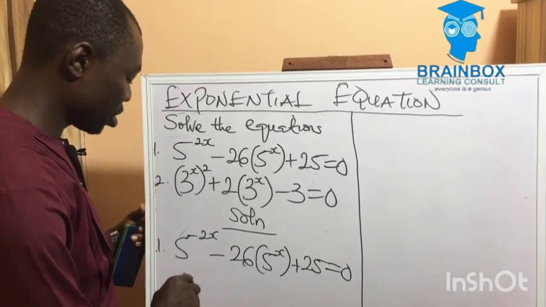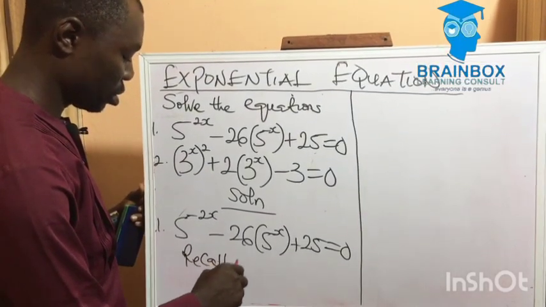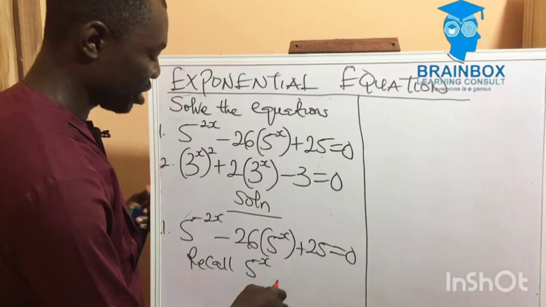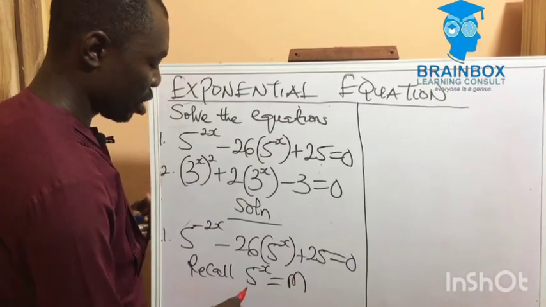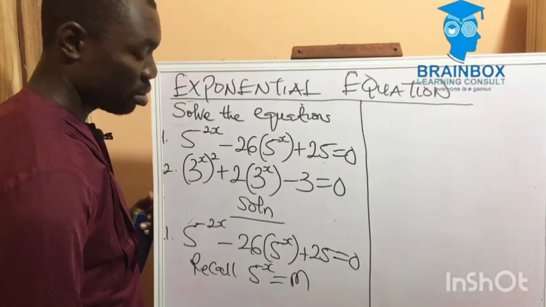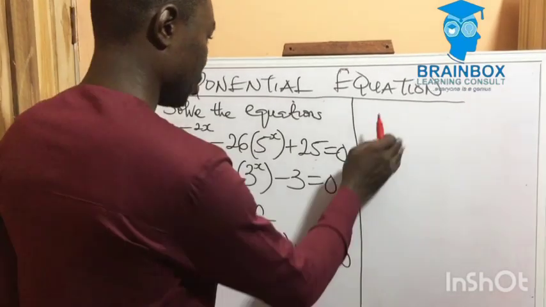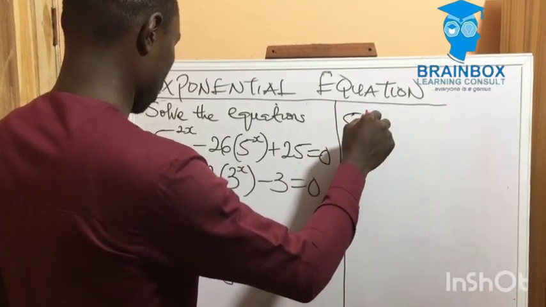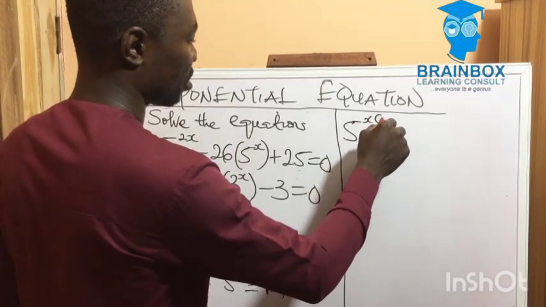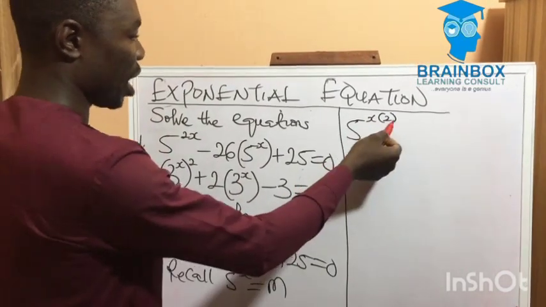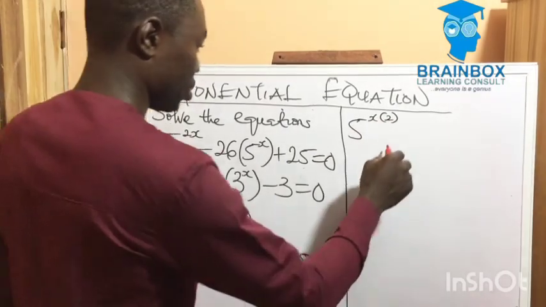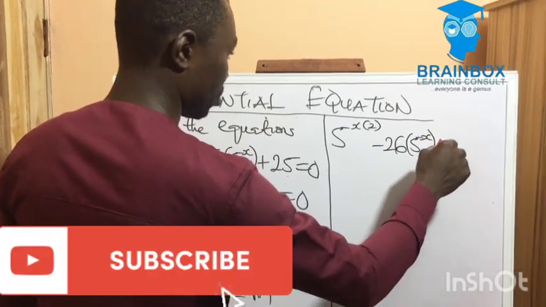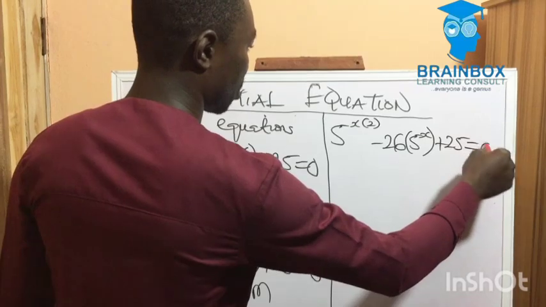How can we do that? Just recall, 5 raised to the power of x can mean anything. You can say it equals m. So anywhere we see 5 raised to the power of x, we put m. So let's do that. This will be 5 raised to the power of x, all squared, the same thing, just 2 times x is 2x, minus 26 times 5 raised to the power of x plus 25 equals 0.